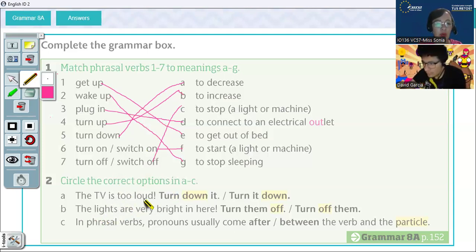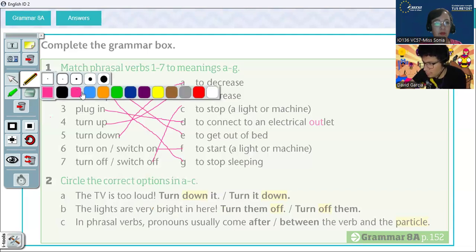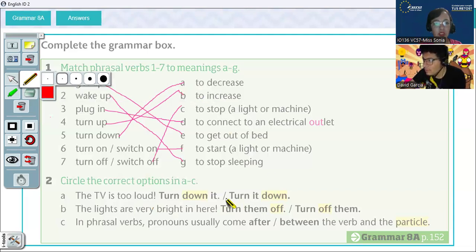Circle the correct options, David. The TV is too loud. Turn down it or turn it down? I think it's turn it down. Turn it down. Okay, let's circle it like this. The lights are very bright in here. Turn them off or turn off them? Turn them off.